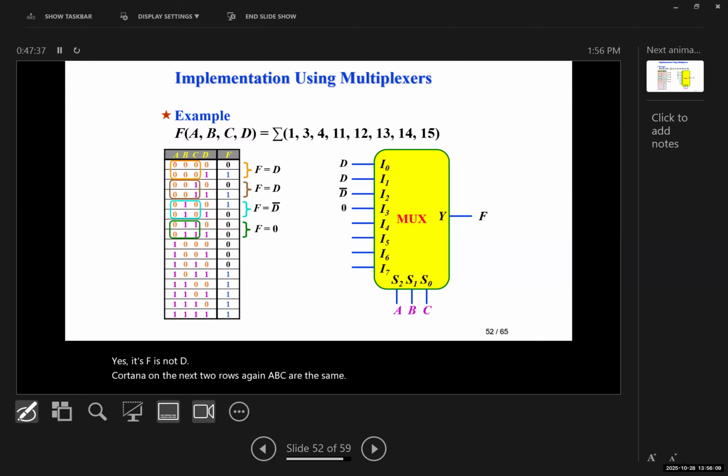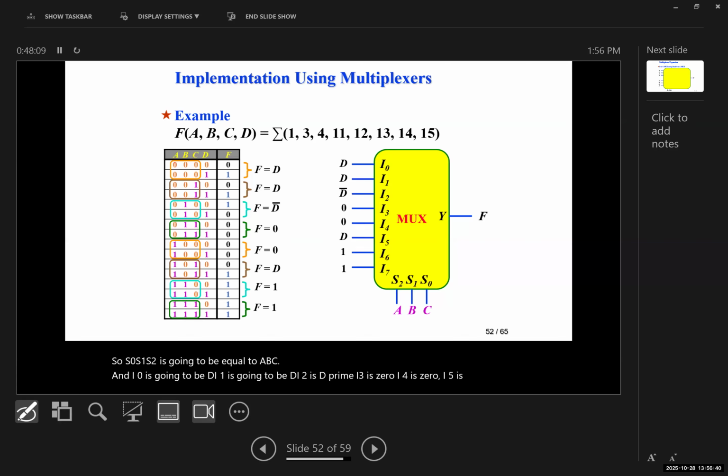And F is equal to 0. Again, next 2 rows, F is equal to 0. The next 2 rows, F is going to be equal to D. Next 2 rows, F is going to be equal to 1. And the last 2 rows, F is going to be equal to 1. So S0, S1, S2 is going to be equal to ABC. And I0 is going to be D. I1 is going to be D. I2 is D prime. I3 is 0. I4 is 0. I5 is D. I6 is D. And I6 is 1 and I7 is 1.